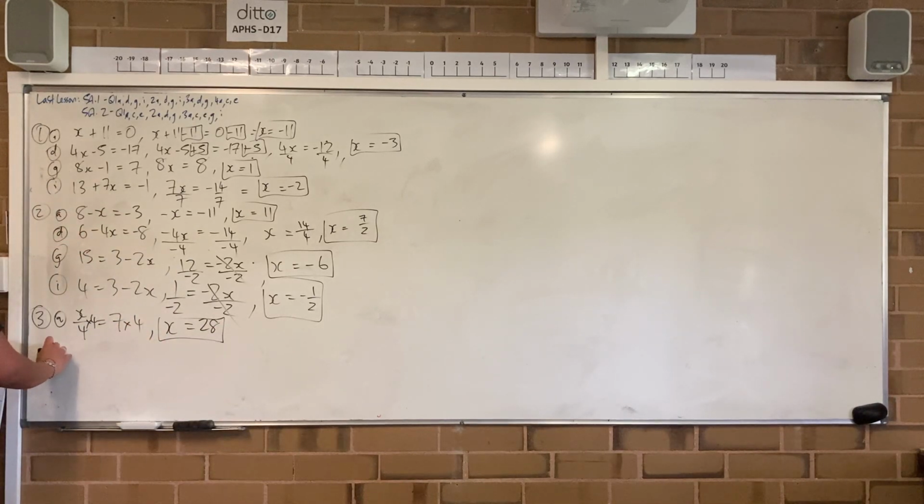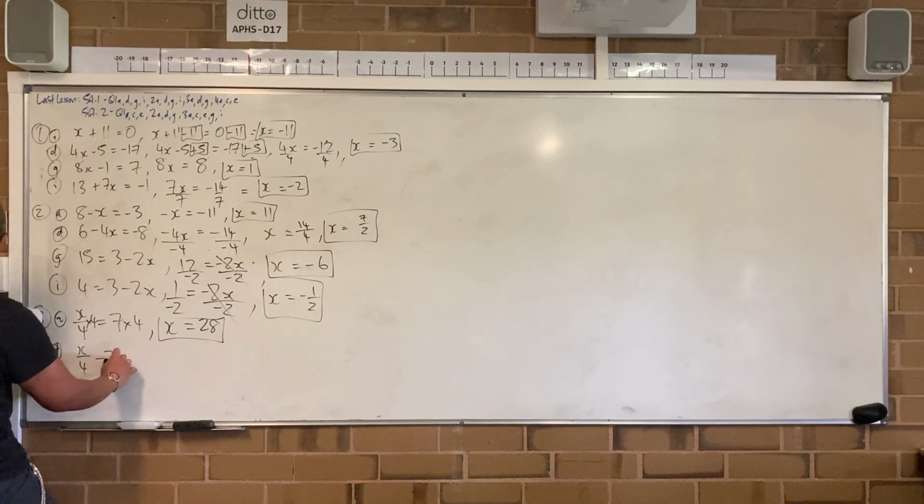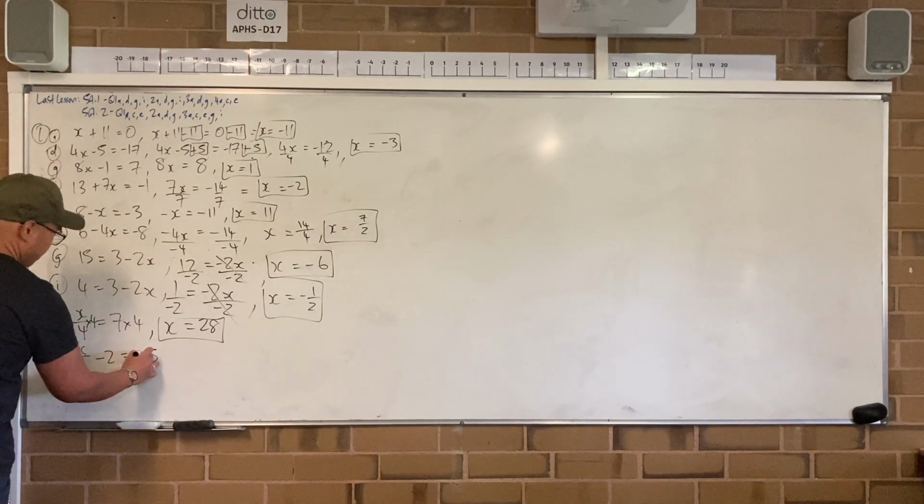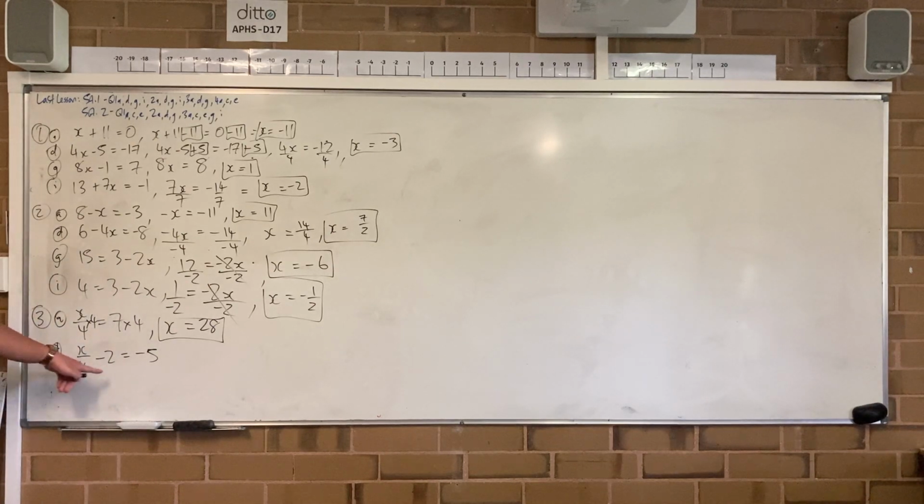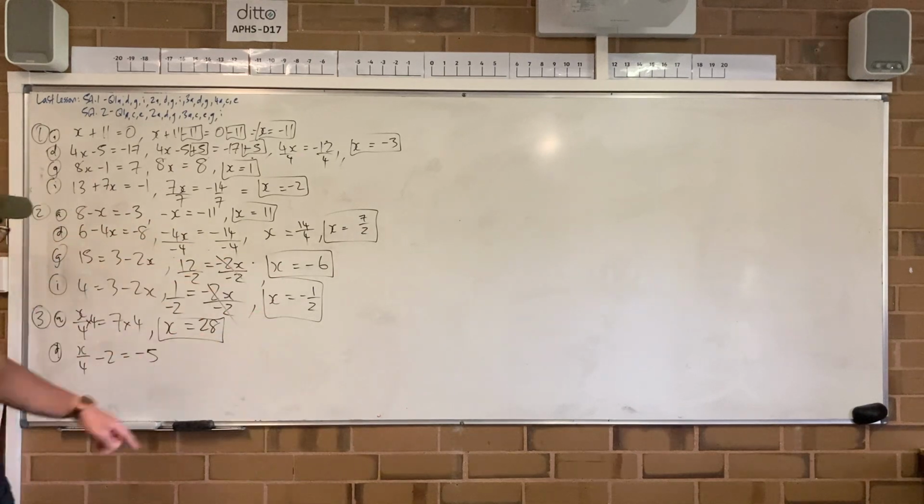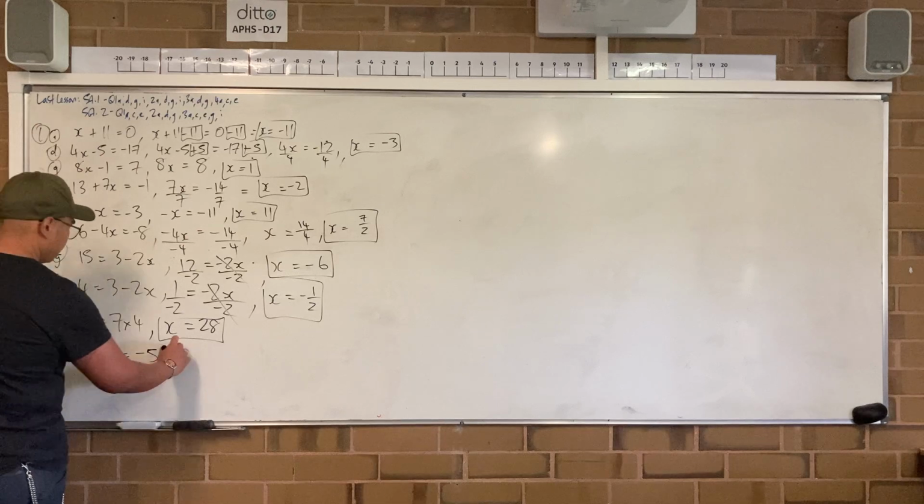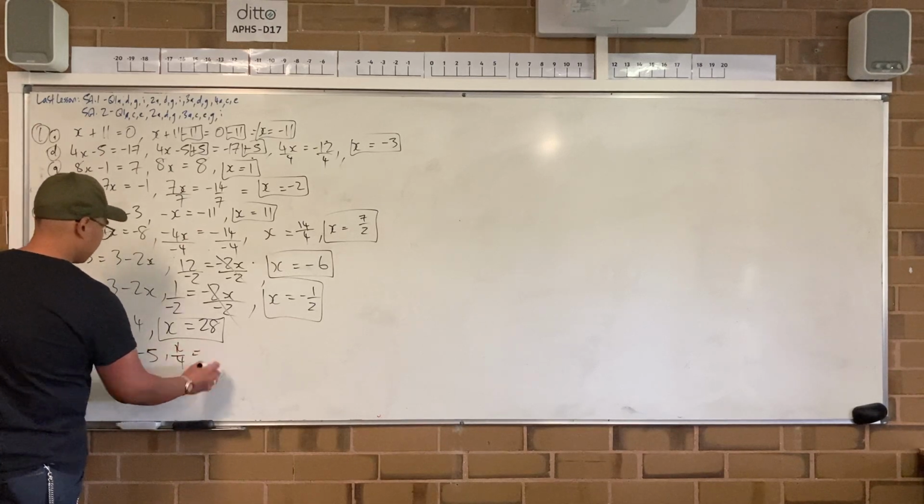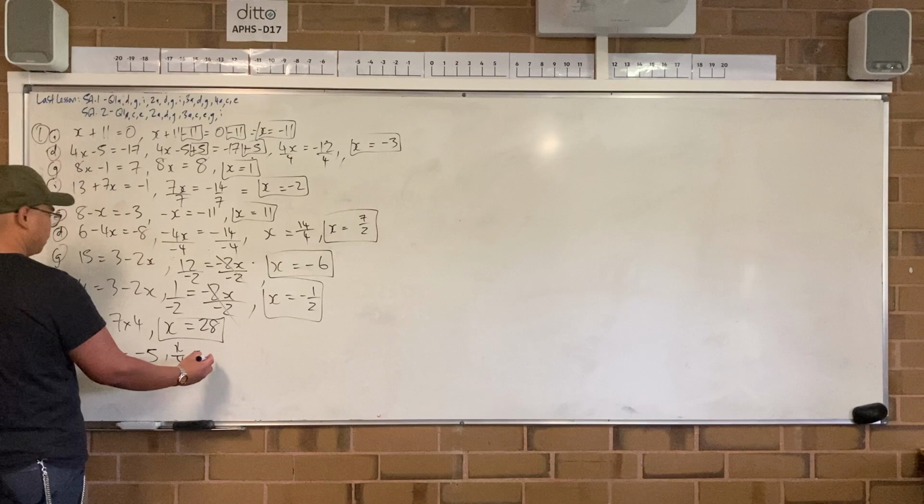Next, x on 4 take 2 equals negative 5. Now, this one's a little tricky because there's multiple things to do here. But according to my teaching from last time, I need to go in reverse BEDMAS order. Is there a subtraction here? That's what I need to deal with first. What's the opposite of taking 2? Adding 2. X on 4 equals, what's negative 5 add 2? Negative 3. Good.